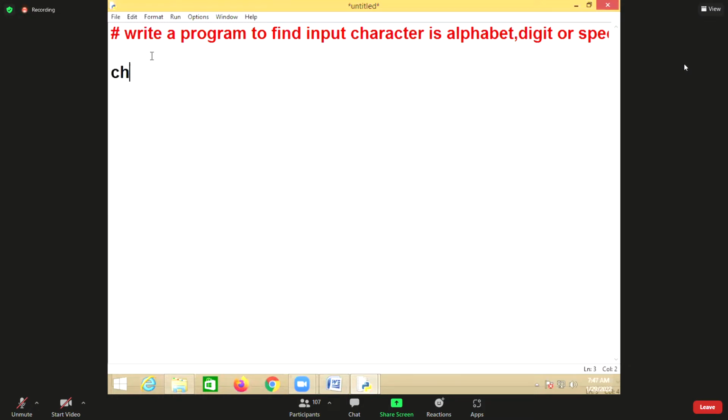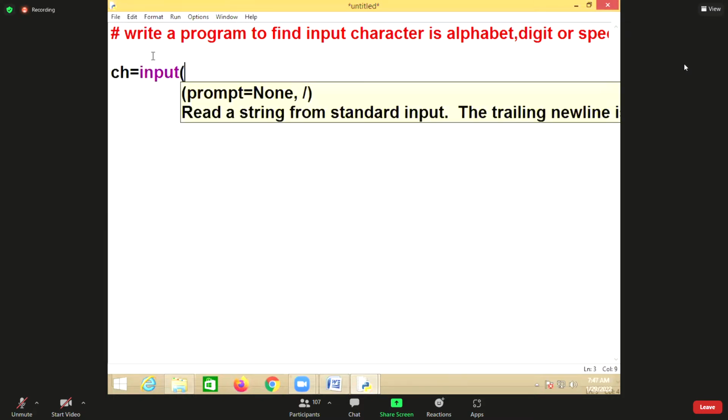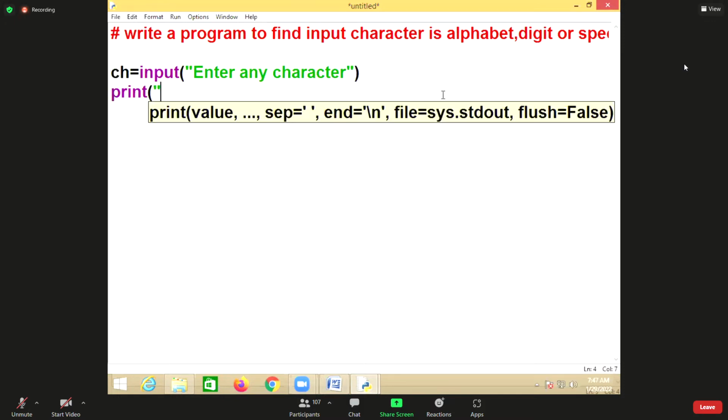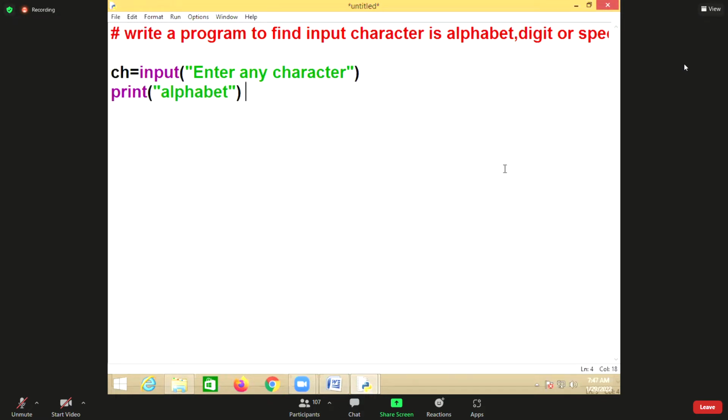Then what I'm doing is I'm trying to input a character. So I'm saying enter any character here. To find whether the input character is alphabet, digit or special character, what I'm doing first is I'm trying to enter any character. After giving the character, I'm trying to display a message. What is the message? I want to print a message called alphabet. Okay, I'm saying here print alphabet.